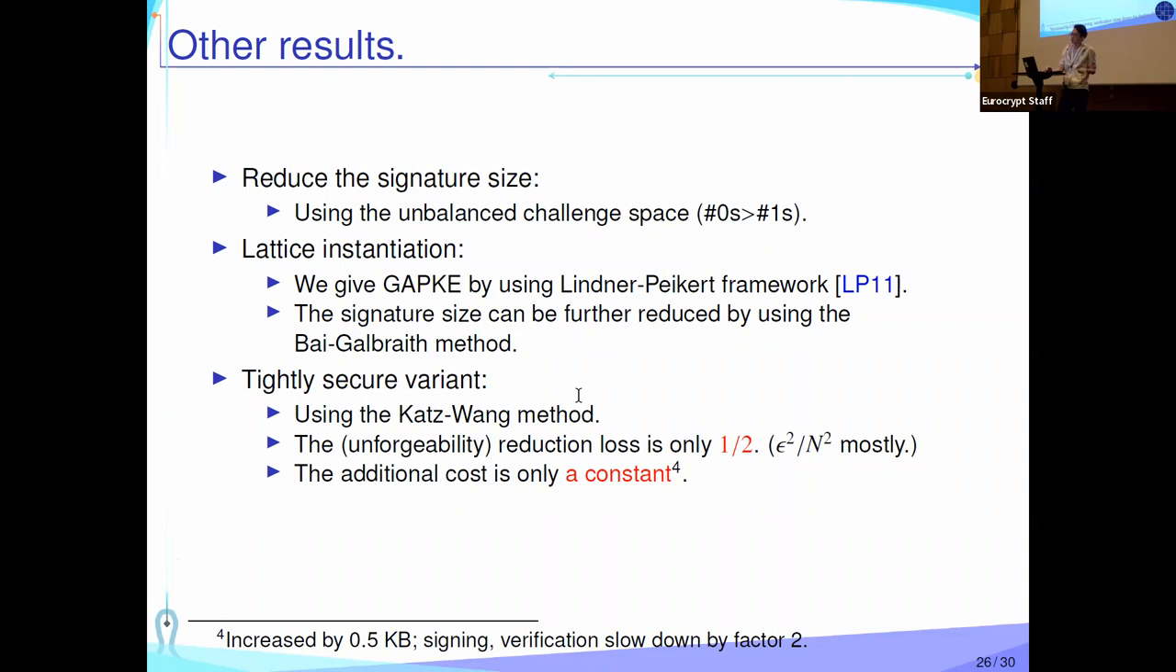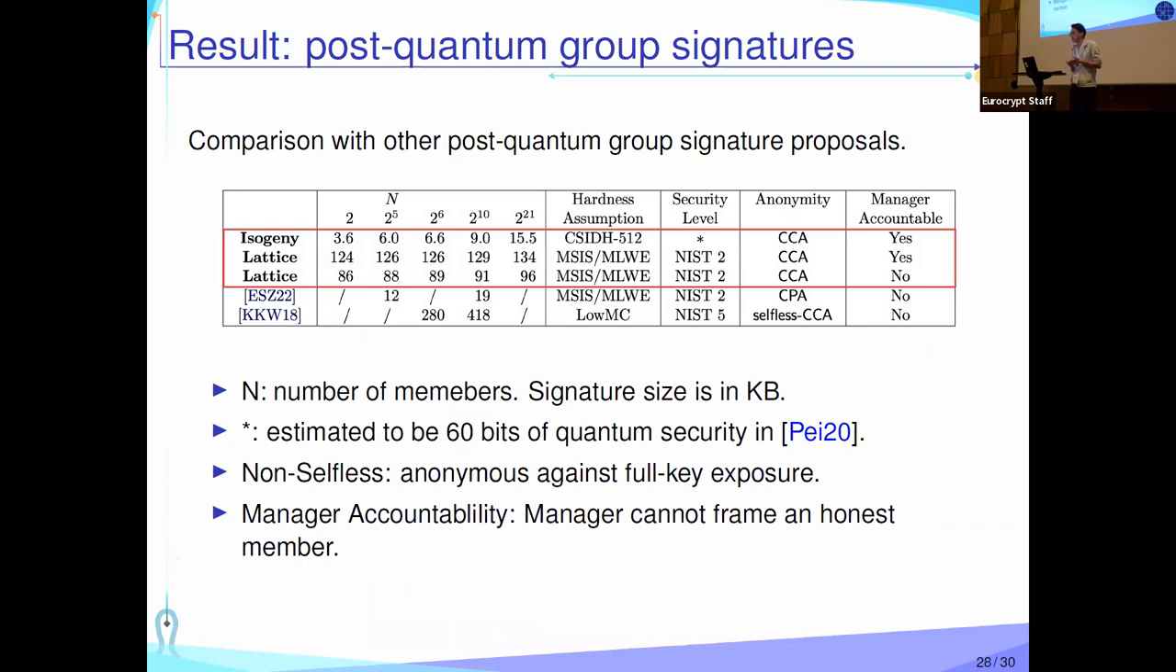We provide the tightly secure variant by using the so-called CAT1 method. The unforgeability reduction loss is simply 1/2. In general, in other work, it has a quadratic loss, an n squared loss. And the additional cost in our version is just a constant. Concretely, it is 0.5 to 0.6 kilobytes, but the signing and verification process will be slowed down by a factor of 2. So it is quite a cheap overhead. Finally, in this work, as we mentioned before, we present the most secure group signature among the group signature proposals. And our isogeny instance has the most compact signature size in the literature.